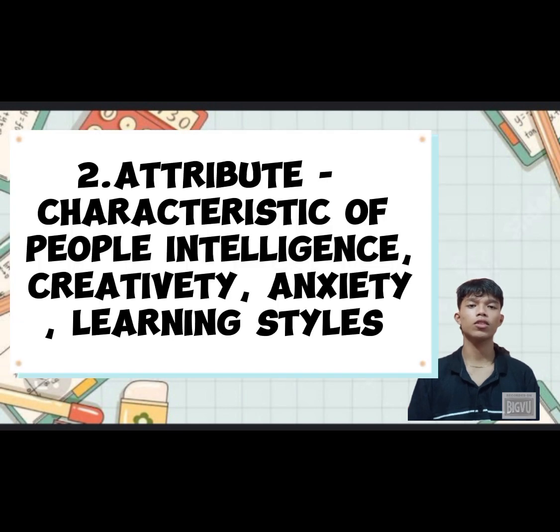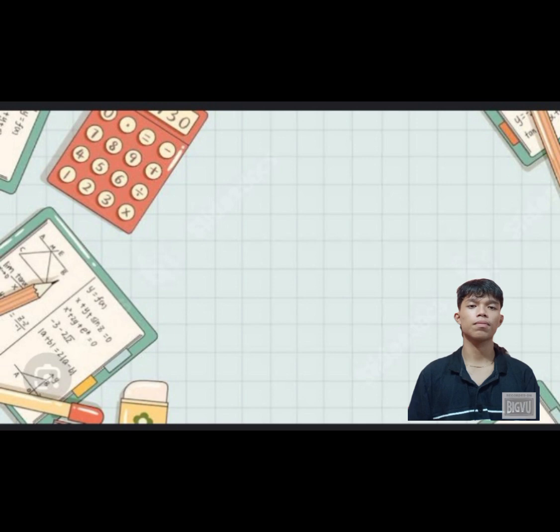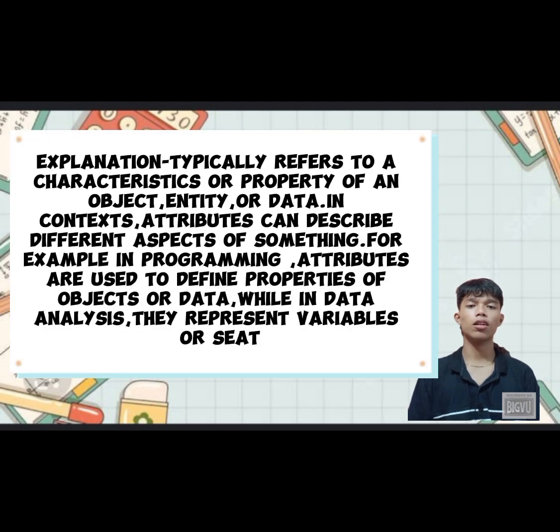Second, attribute. Characteristics of people, such as intelligence, creativity, anxiety, and learning styles. It typically refers to a characteristic or property of an object, entity, or data. In context, attribute can describe different aspects of something. For example, in programming, attributes are used to define properties of objects or data, while in data analysis, they represent variables or features of a data set.